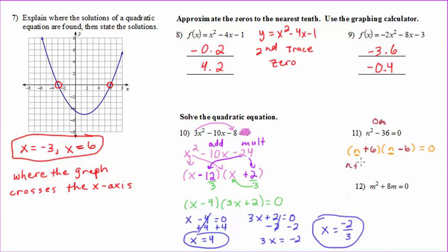So set each part of this equal to 0 so that we can figure out what n is. You'll have to subtract 6 on the first one and add 6 on the second one. So n is positive 6 and negative 6.